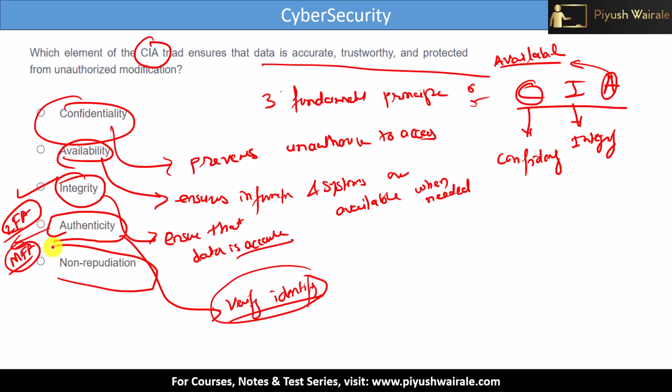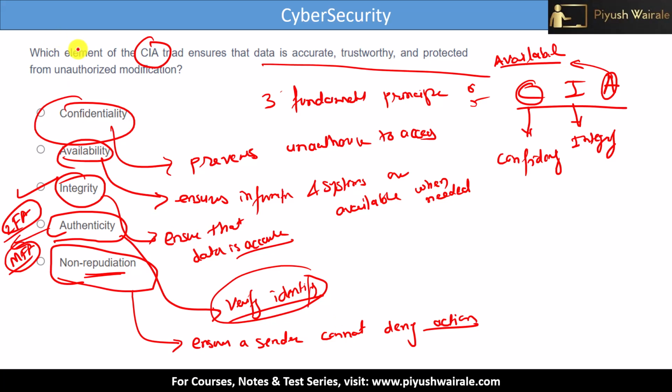Then we have non-repudiation. So what do we mean by non-repudiation, or repudiation here, right? It ensures a sender cannot deny any action. In order to access that particular website or software, they have to accept certain things here. That is what non-repudiation is.